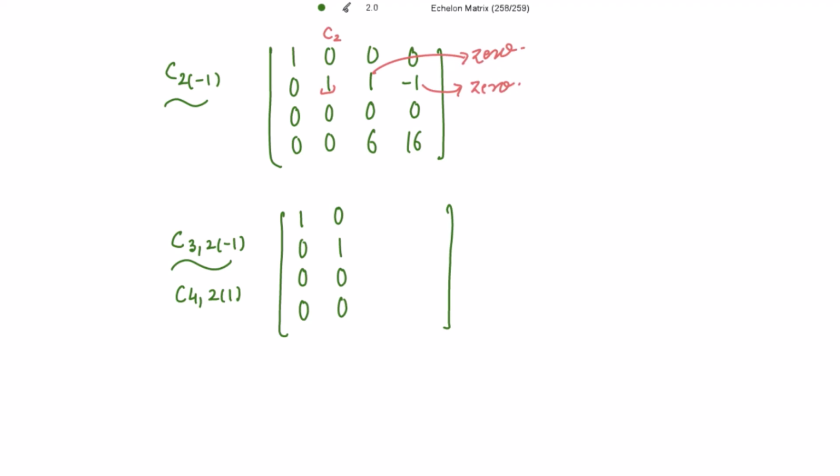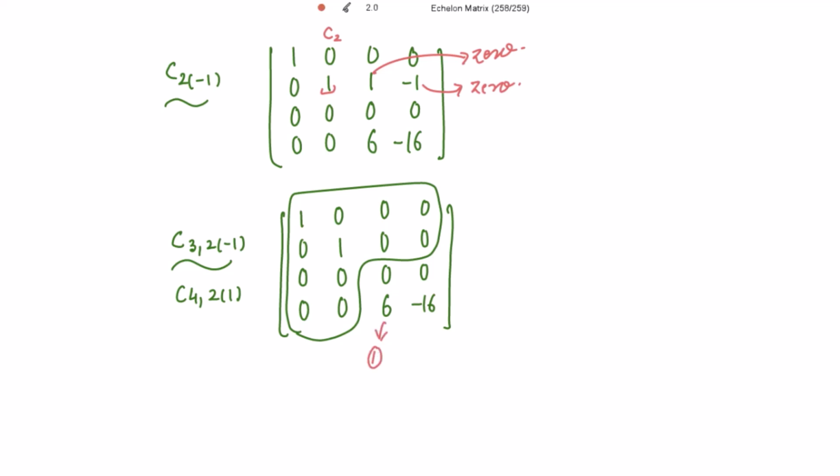And after applying the operation, the third column is changed into 0, 0, 0, 6 and the fourth column is changed into 0, 0, 0, -16. Sorry, this is -16. So we are having these two as the pattern for the identity matrix. Very fine. What else we need to do now is try to make this 1. So for that, we just simply multiply the elements of the third column with 1 by 6.